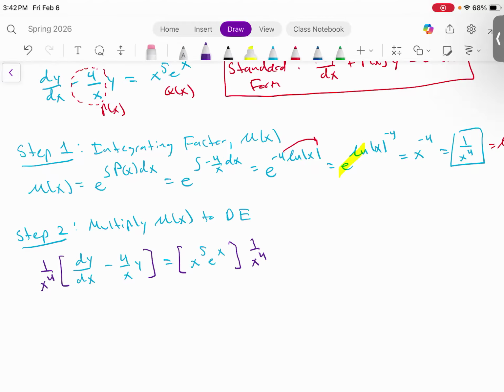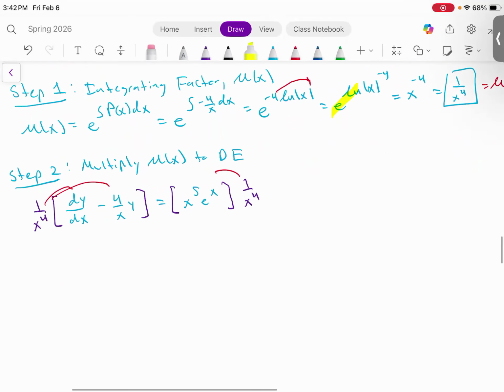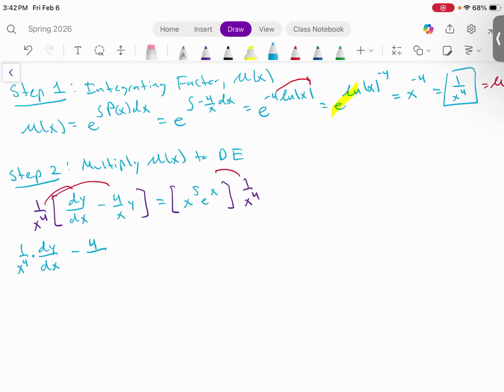So when I distribute this in, a couple things happen. On the left-hand side, we get, well, let me write the 1 over x to the fourth in front, dy over dx minus 4 over x to the fourth times x, which is x to the fifth, times y. I'm trying to keep the y's and x's separate. And then on the right-hand side, we can see that x to the fourth and x to the fifth would cancel out and just leave me with x e to the x.